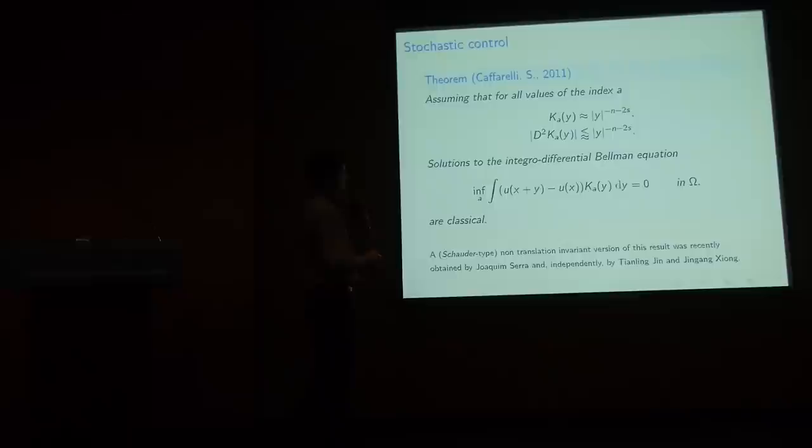The result that we have is a fractional order version of the result of Krylov and Safonov, of Evans and Krylov, that says that if you have a fully nonlinear equation that is uniformly elliptic and convex, then the solutions are C2-alpha, and therefore classical. What we have is an integro-differential version of this result of Evans and Krylov. This one is not a corollary of the Hilbert estimates. It actually requires quite a bit of work, but it does use the Hilbert estimate in the proof in an important way.